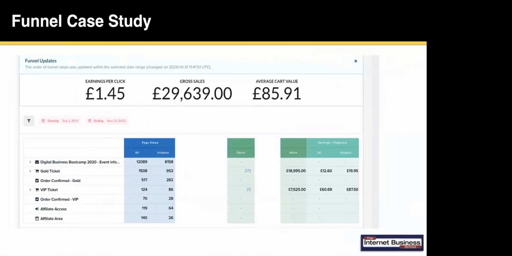Now, this is an example of an event. This is one that we did earlier this year, and we called it the Digital Business Bootcamp. It was a business coaching weekend event, a 3-day event. And what we did was we offered free tickets to the event.